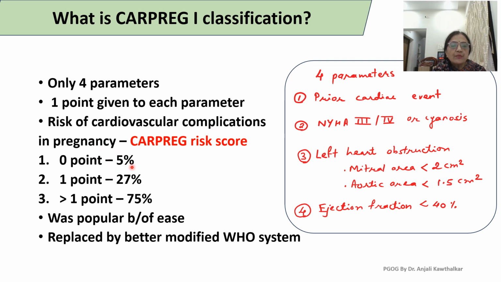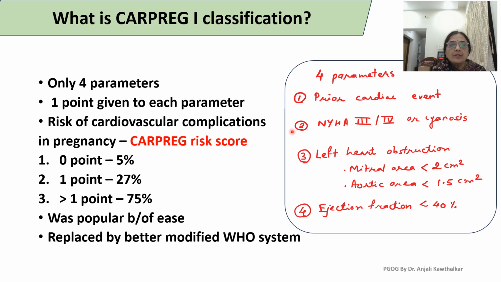0 points, the risk is 5%. 1 point, the risk is 27%, you can remember around 25%. And greater than 1 point, that means 2 or more than 2, then the risk of complications increases to 75%. It was popular because of the ease of implementation, but now it has been replaced by the better modified WHO system.